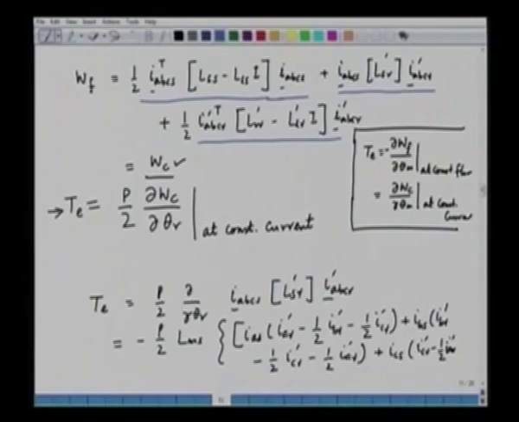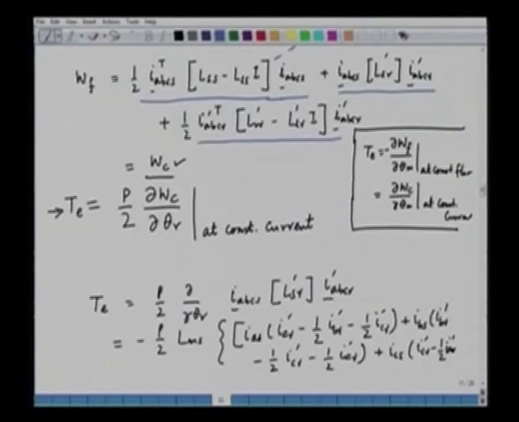When we differentiate this with respect to theta r, we will see that the first term and the third term are independent of theta r. They are not functions of theta r. Only the mutual term, that is term 2, is a function of theta r. So, the differentiation of the first term and the third term will be equal to 0. So, we will just differentiate the second term.